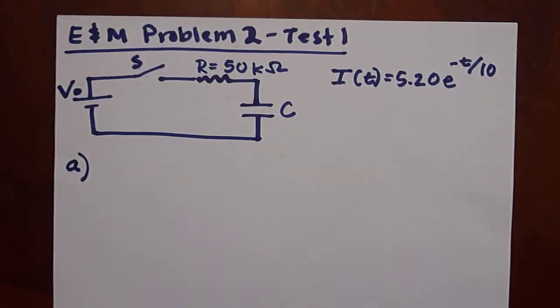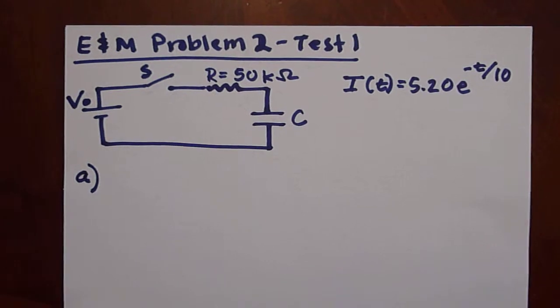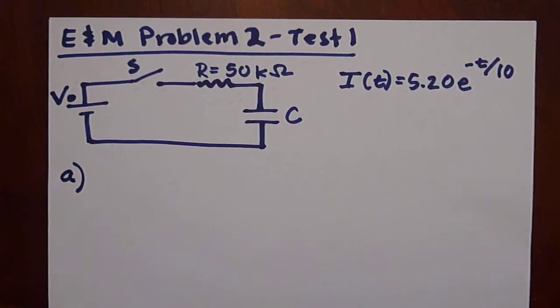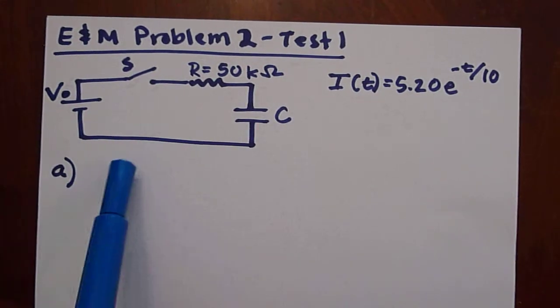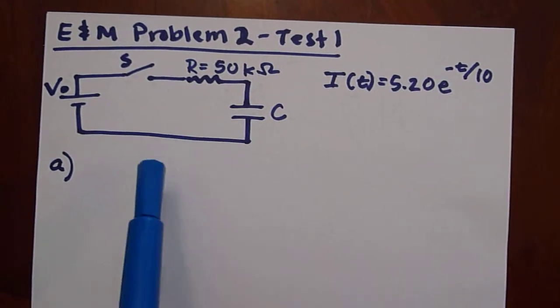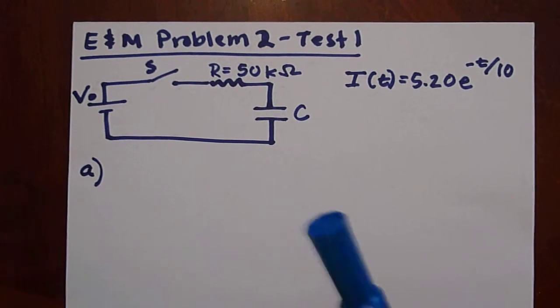Okay, so we're going to be doing E&M Test 1 problem number 2, and we're going to be talking about RC circuits. So basically, a general overview of RC circuits. The whole point of the circuit here is to charge up this capacitor so that we can use it as a power source for some other use.